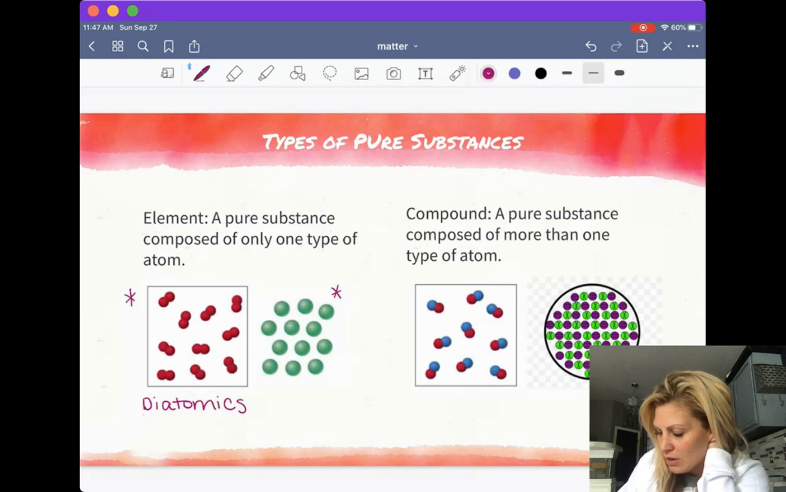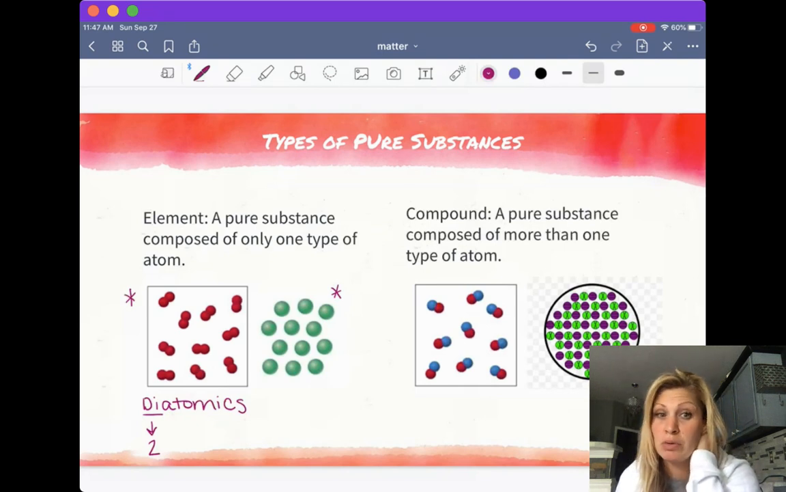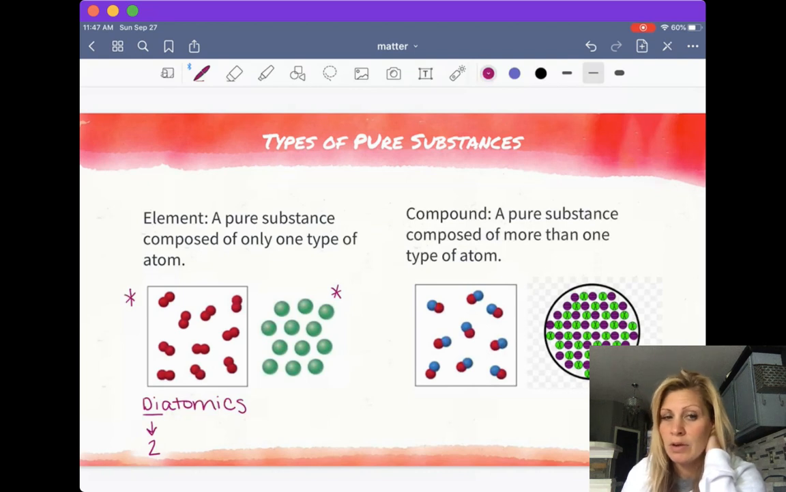Now, if I go back here to the diatomics, that prefix di means two. All right, and that just means there are two of them together. And we'll go into how you identify a diatomic. But what I want you to get out of this slide is understanding that when there's only one type of atom in the diagram, it is classified as an element, which is a pure substance.